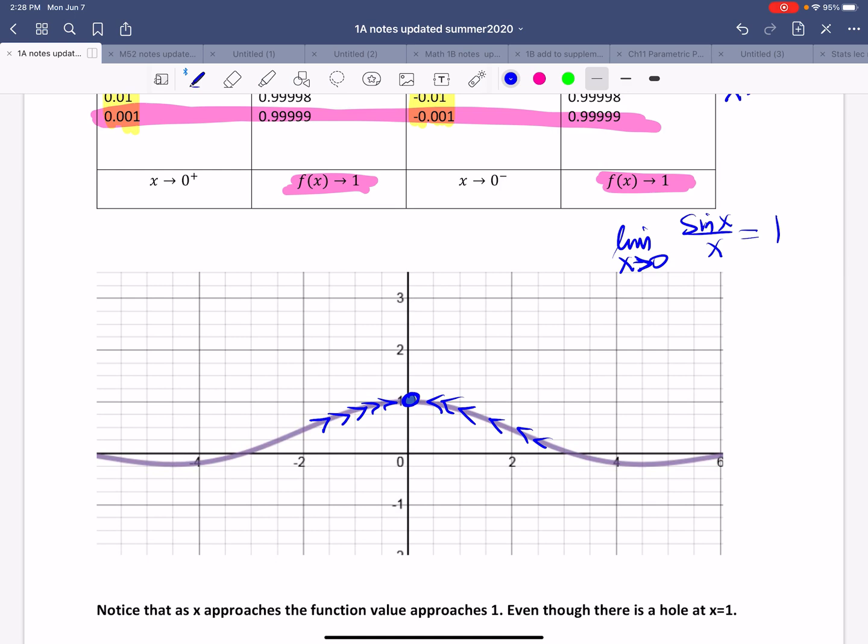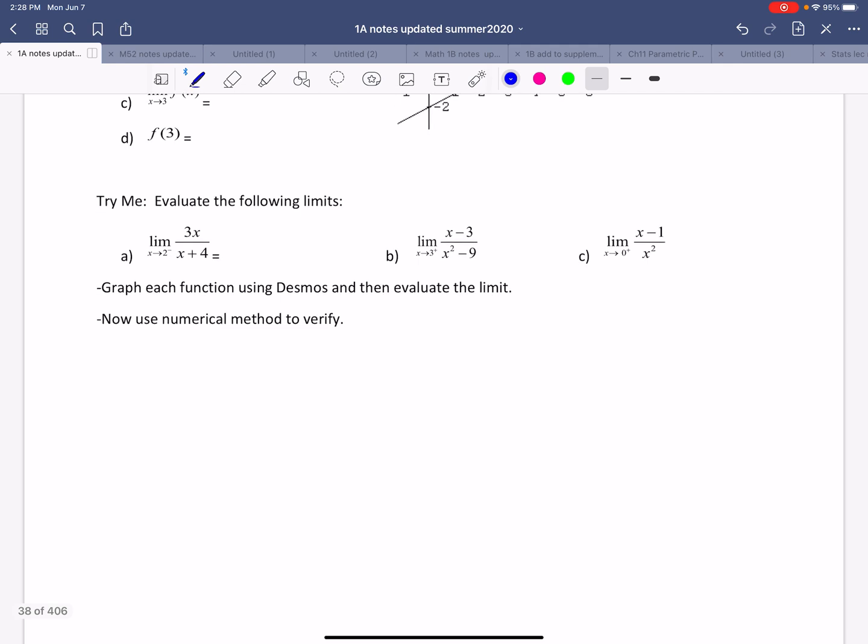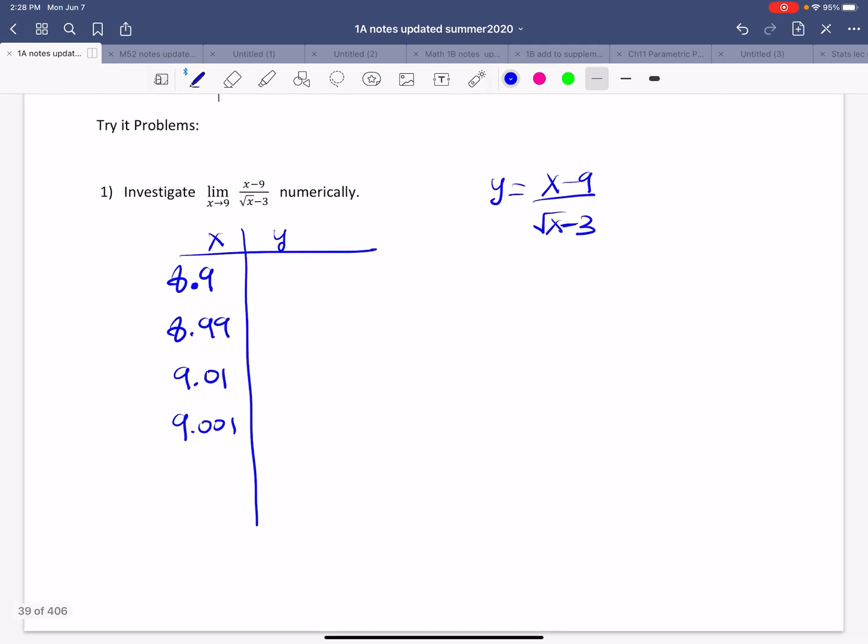All right. Next, one more example. Investigate this limit numerically: (x minus 9) over (square root of x minus 3). Can I just go ahead and plug the 9 in there? If I do, I would get a 0 in the denominator. So the function is not defined at x equals 9. At x equals 9, there's a hole.